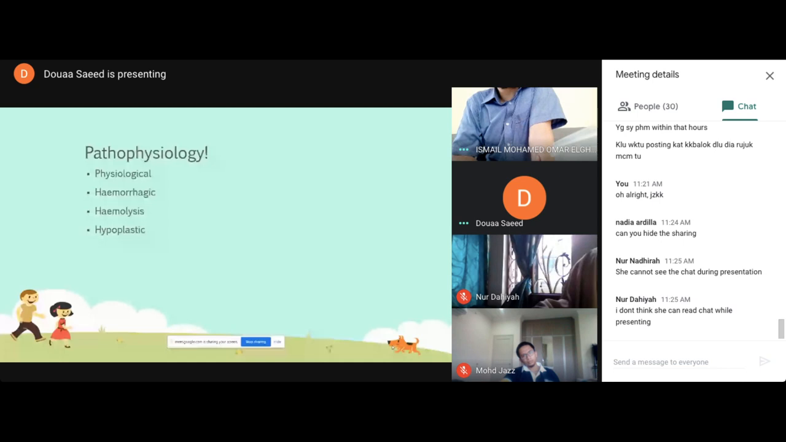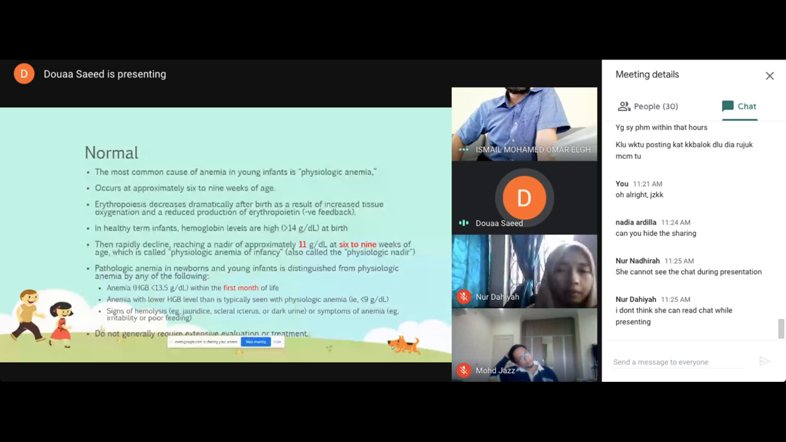The decrease in erythropoiesis is because there is increased tissue oxygenation, and therefore a reduced production of erythropoietin, a negative cycle in which the tissues are well perfused so there is less production of erythropoietin. In healthy infants, hemoglobin levels are high at birth, usually more than 14, and then there is a rapid decline to approximately 11 at 6 to 9 weeks of life. This is usually called the physiological nadir.